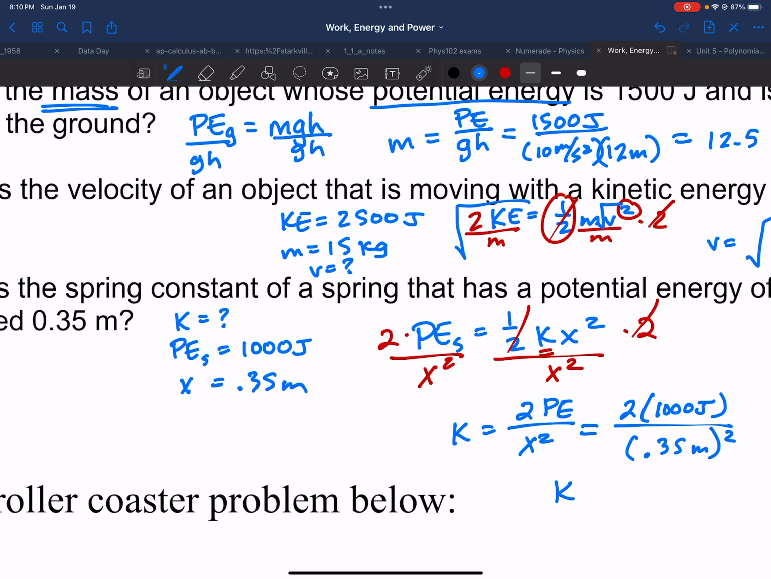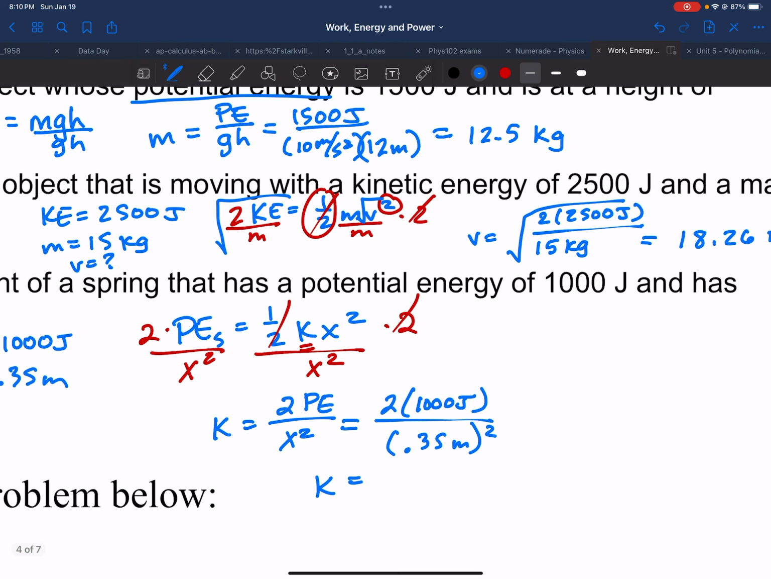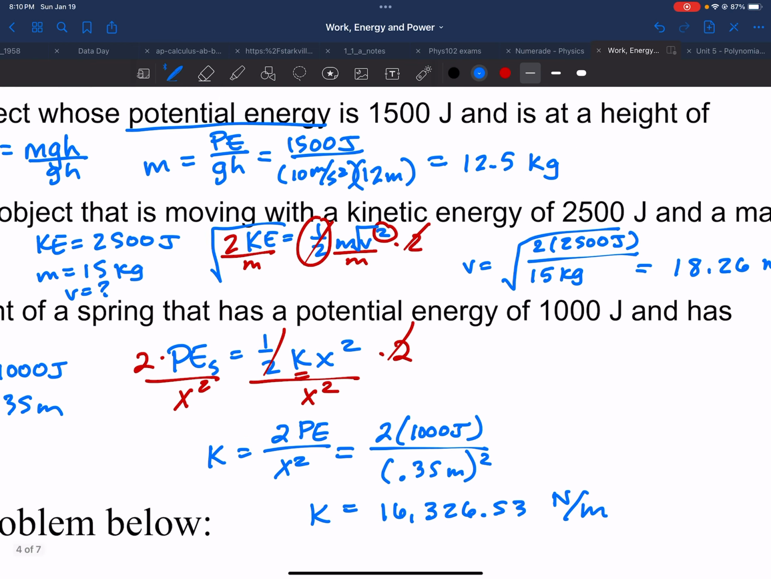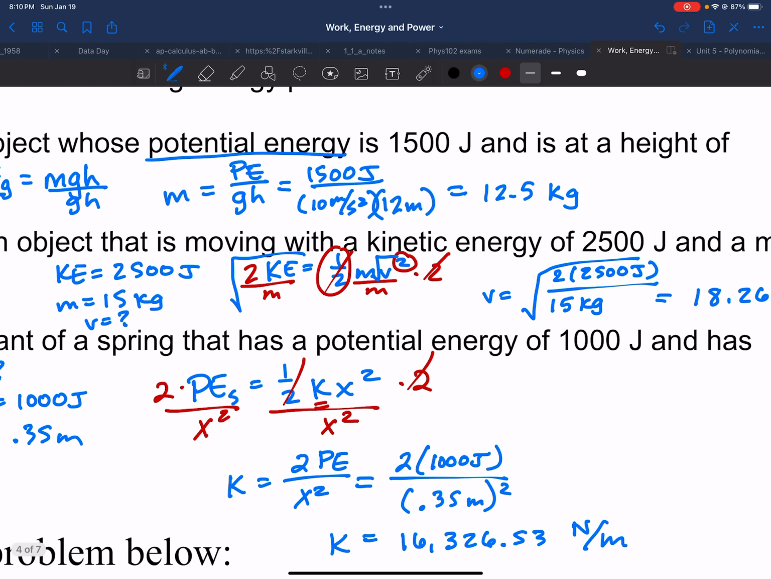So my k value is going to be equal to, now this is not really realistic, 16,326.53 newtons per meter. So in this case, again, we're just looking at the way of manipulating things. Typically, you don't have a spring constant that high.